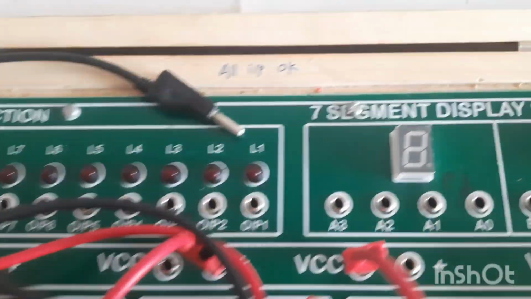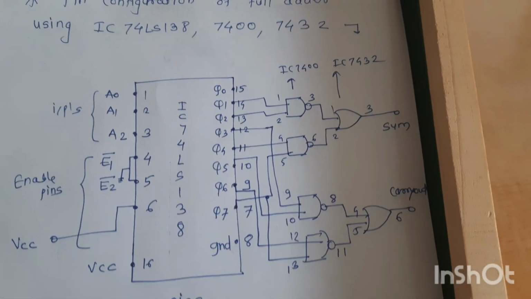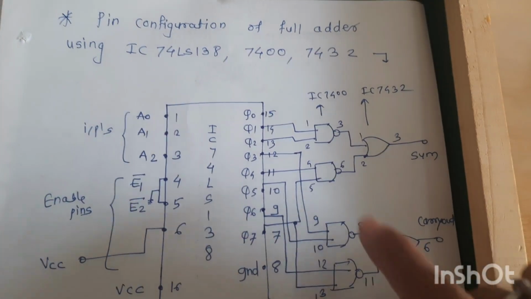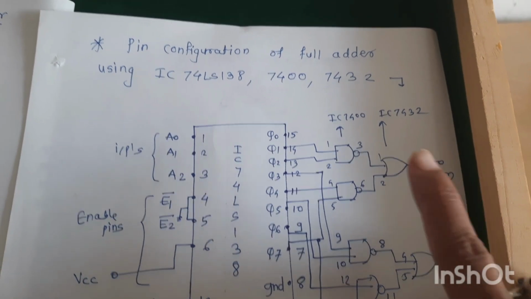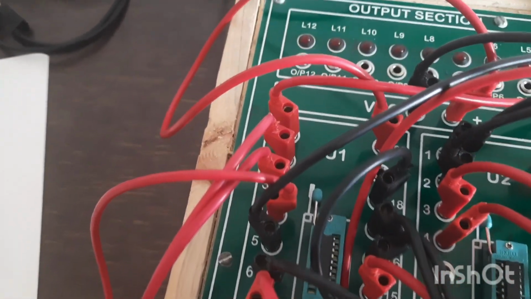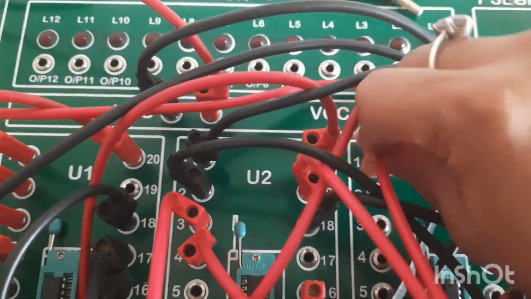Now we are going to see the OR gate IC connection. Pin number 3 and 6 of the NAND gate IC are connected to pin number 1 and 2 of the OR gate IC. So you can see pin number 3 of the second IC is connected to pin number 1 of the OR gate IC. So this is our third OR gate IC. So give it to pin number 1.